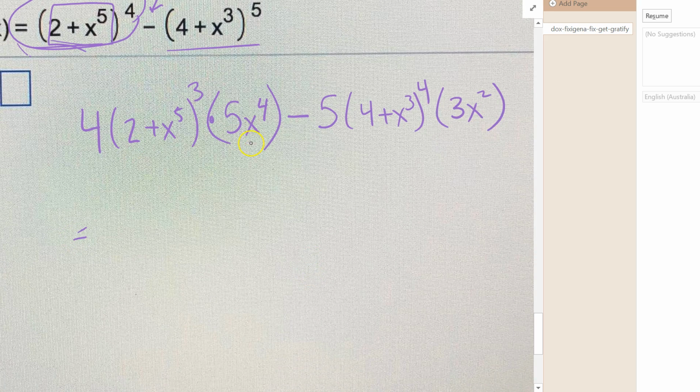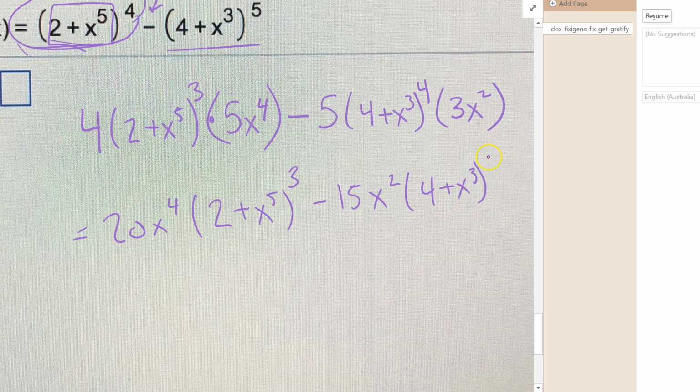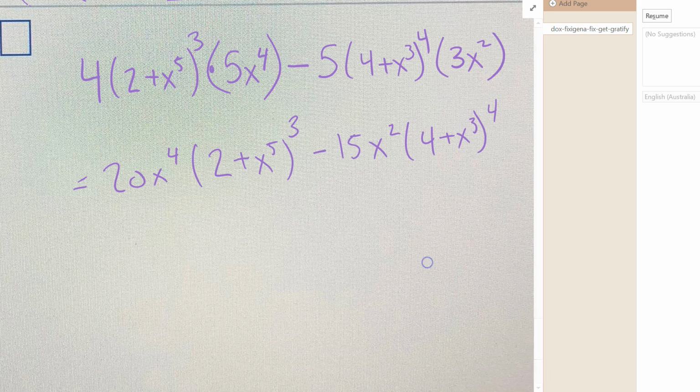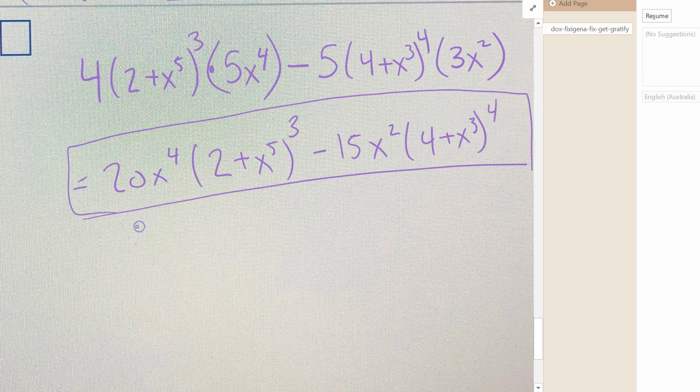So cleaning it up, simplifying it, 5 times 4 is 20, x to the 4th times 2 plus x to the 5th all to the 3rd power minus 15x squared, 4 plus x cubed to the 4th power. You could simplify it a little bit further by pulling out a 5x squared, but it's not super beneficial in this case.